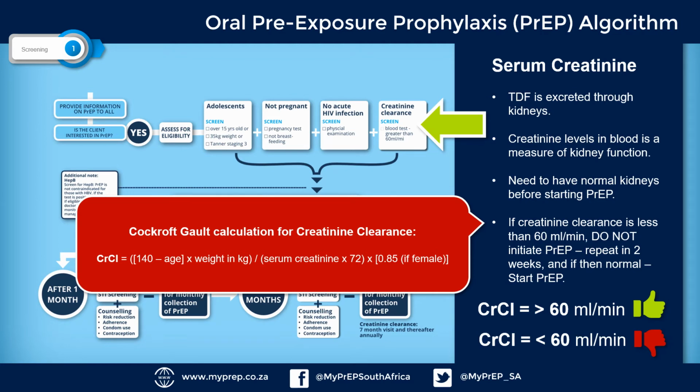However, if someone has a creatinine clearance of less than 60 mL per minute, then we do not initiate PrEP in these patients. We bring them back in 2 weeks for a repeat creatinine clearance measure. If after 2 weeks the creatinine clearance comes back as greater than 60 mL per minute, it is safe to initiate oral PrEP. If in 2 weeks the creatinine clearance remains below 60, we cannot start PrEP. It is important to work the patient up for common causes such as diabetes or hypertension and refer them for further workup of renal dysfunction.